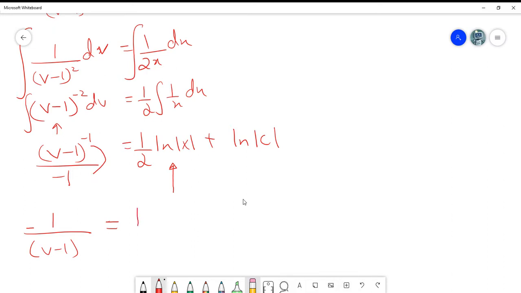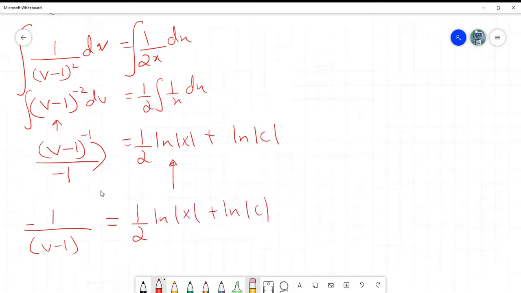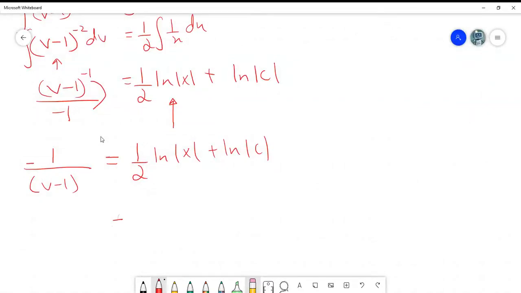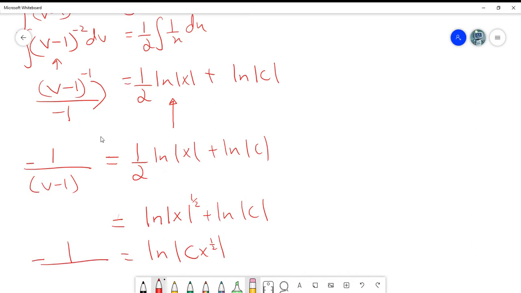On this side we now have 1 over 2 ln of x plus ln of c. Now let's try and apply one of the logarithmic rules here. So I can write this as ln of x raised to the power 1 over 2 plus ln of c, which can then be simplified as ln of cx raised to the power of 1 by 2. And this side remains minus 1 over v minus 1.